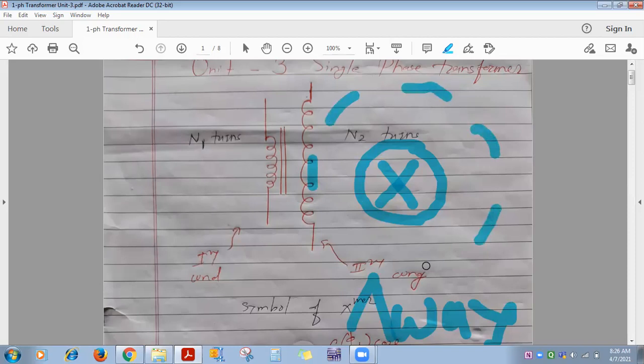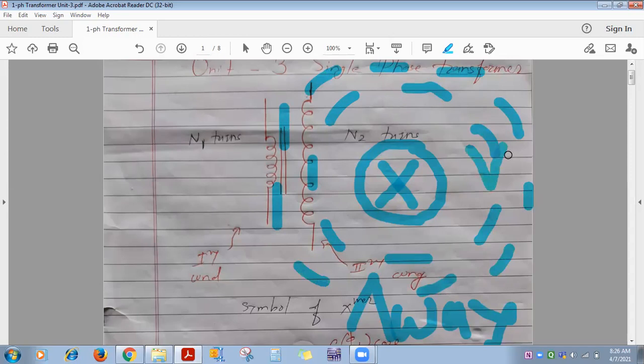Okay, you can try this. Point the right hand thumb away from you and wrap the fingers around the conductor. You will be wrapping the fingers in clockwise direction, and the same will be the direction of the magnetic field produced around this current carrying conductor. Got it? Right hand thumb rule. Clear, everyone?